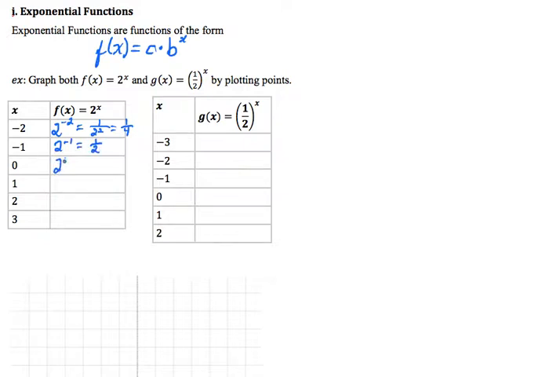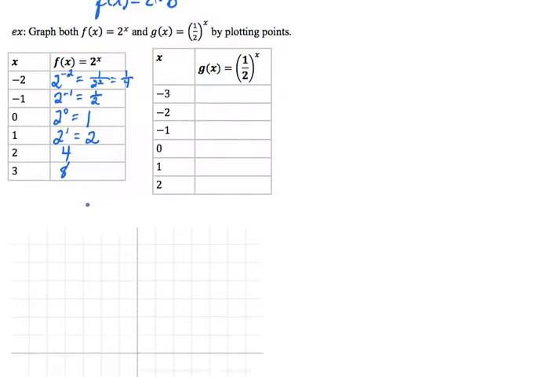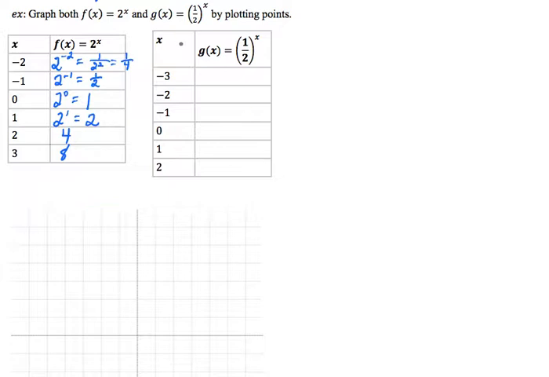2 to the 0, anything to the 0 is 1. We have 2 to the first, 2 squared, I'm just going to jump, it is 4, and 2 cubed is 8. Okay, so plotting those points down here, we have -2, 1/4 is right about there, -1, 1/2, 0, 1, 1, 2, 2, 4, and then 3, 8, a little off the graph.